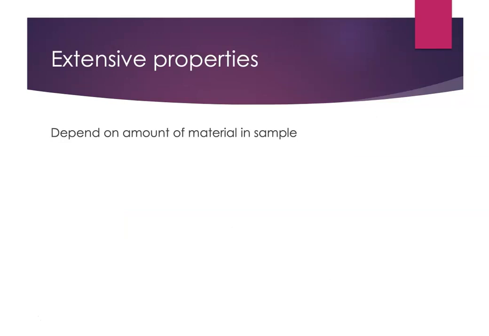Extensive properties are properties of matter that depend on the amount of material in the sample, right? So if we think about that word extensive, extent, how much? If it depends on how much, it's an extensive property. So examples of extensive properties include mass, volume, the amount of heat involved can be considered an extensive property. All right, so they depend on how much material. The more material you have, the bigger the mass, the bigger the volume, and so on. All right, so those are extensive properties.